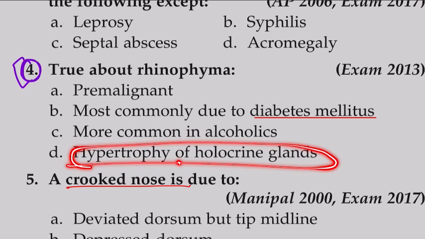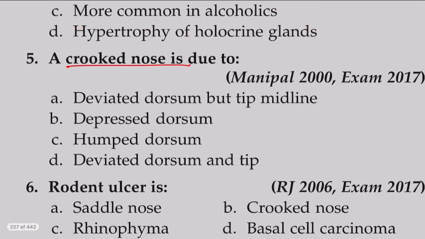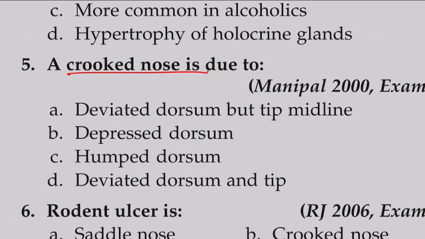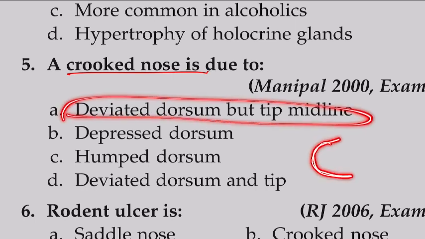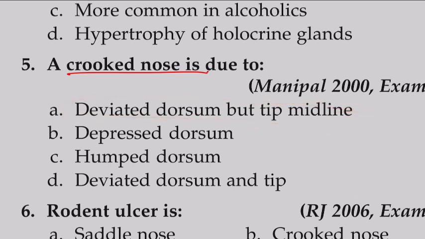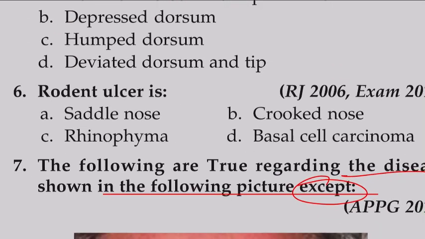Holocrine gland means the entire cell disintegrates while discharging its secretion. The crook nose is due to what? In a crook nose, the dorsum is deviated but the tip remains in the midline, like this. The rodent ulcer, what is it? This is basal cell carcinoma.